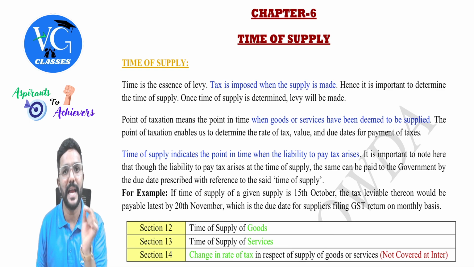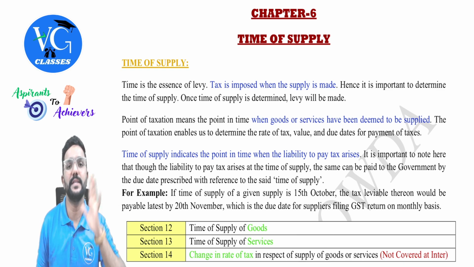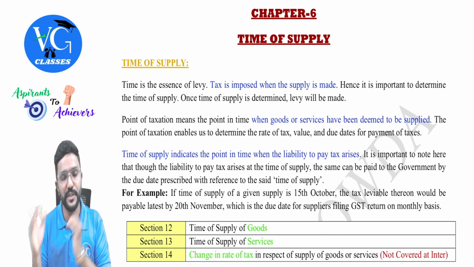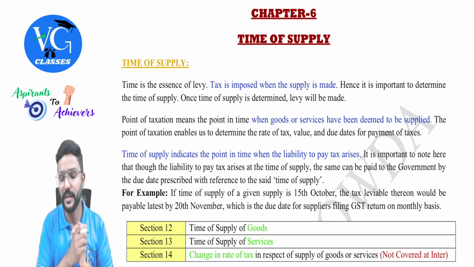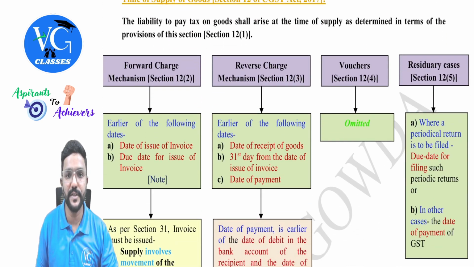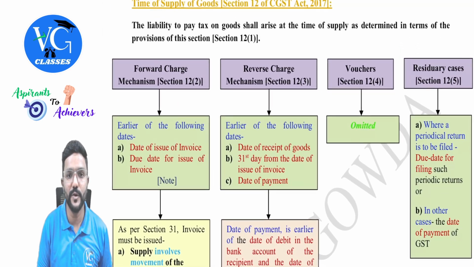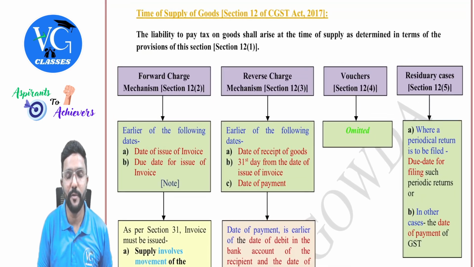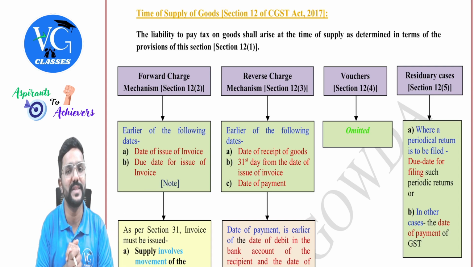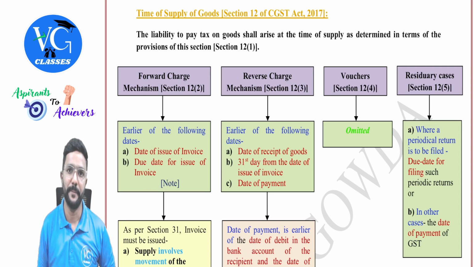In simple terms, the time of supply will fix the liability for a person who is liable to pay GST, whether it is taxable under forward charge mechanism or reverse charge mechanism. Now we will start learning the provisions with respect to time of supply of goods as well as services. I have made one single chart for goods and one single chart for services with respect to time of supply. We will learn it.